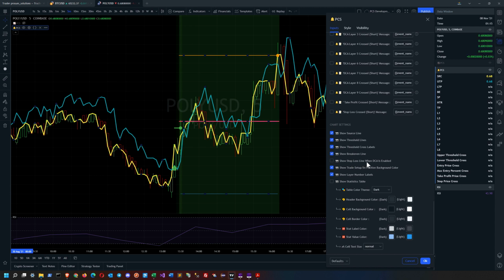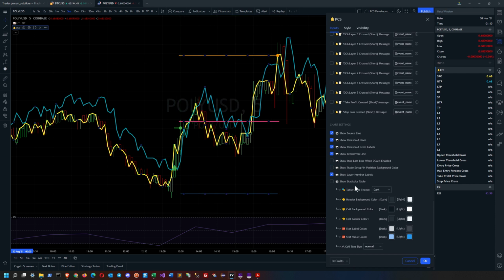Show stop loss line when DCA is enabled. You can also do this as long as it's enabled, so you can always see it even when DCA is enabled. So you can show the trade setup and in position background colors. If you don't want to see those, you can turn those off, as well as the layer numbering.